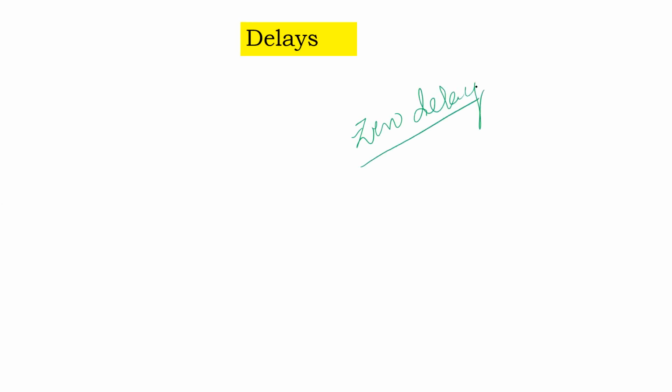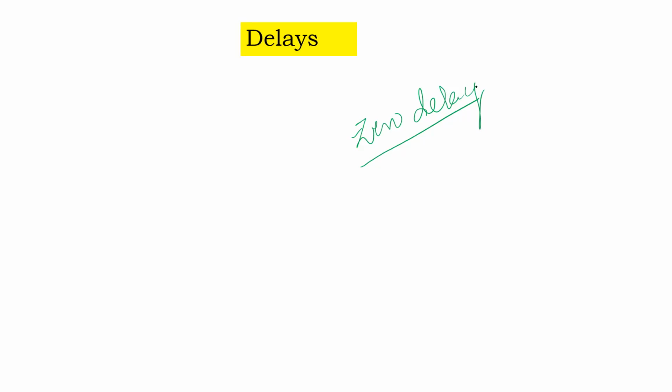Generally the ideal case is zero delay. That means whenever a signal is applied to a circuit, the output is achieved immediately, at the same instant of time, which is called zero delay. Ideally it is right, but practically it is impossible, because when the input is applied, the circuit will take some time to process it and give the output. So definitely every circuit is associated with some delay.